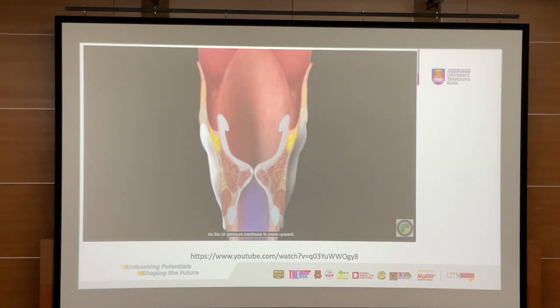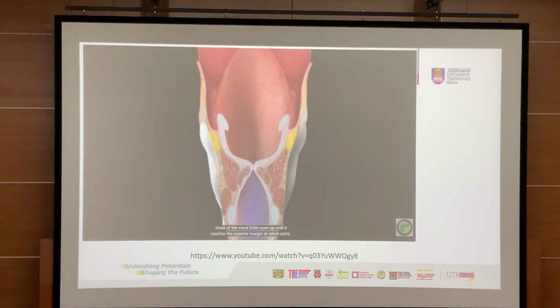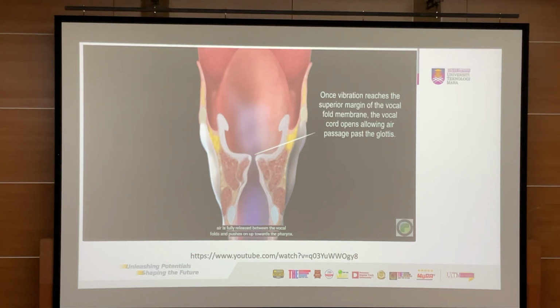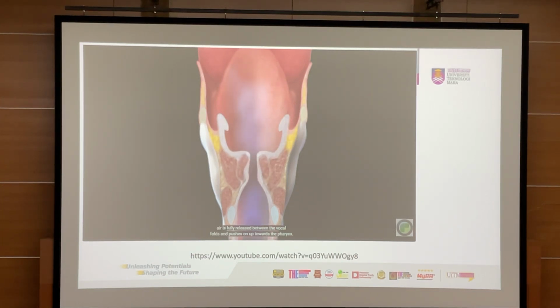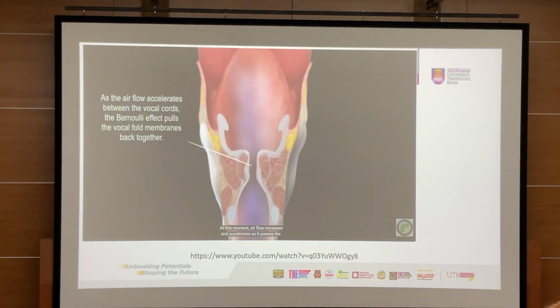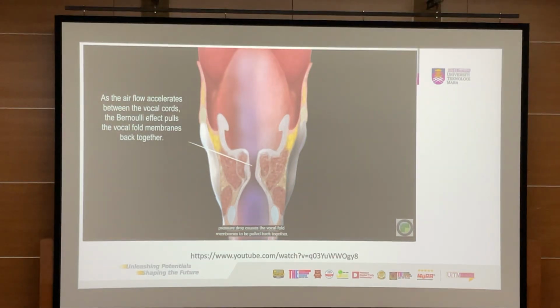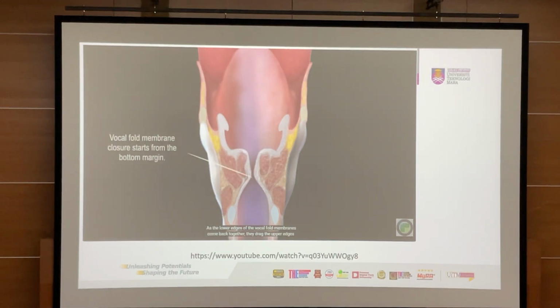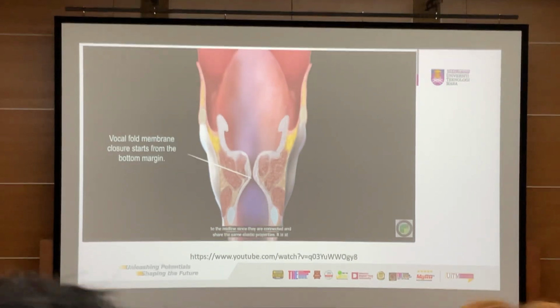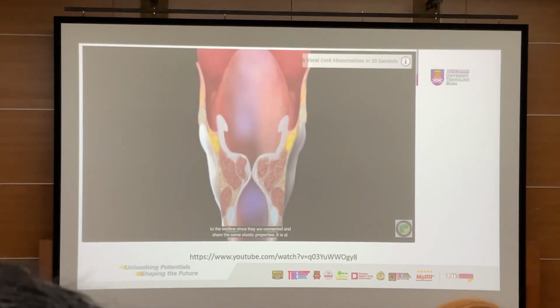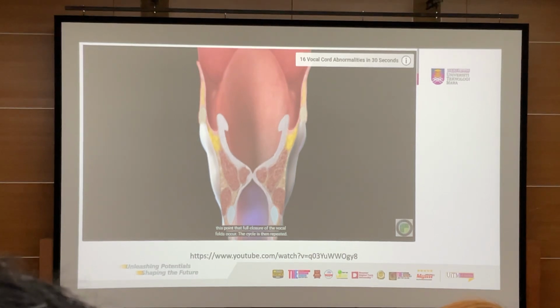As the air pressure continues to move upward, more of the vocal folds open up until it reaches the superior margin, at which point air is fully released between the vocal folds and pushes on up towards the pharynx. At this moment, airflow increases and accelerates as it passes the glottis, resulting in a pressure drop due to the Bernoulli effect. This pressure drop causes the vocal fold membranes to be pulled back together. As the lower edges of the vocal fold membranes come back together, they drag the upper edges to the midline since they are connected and share the same elastic properties. It is at this point that full closure of the vocal folds occurs. The cycle is then repeated.